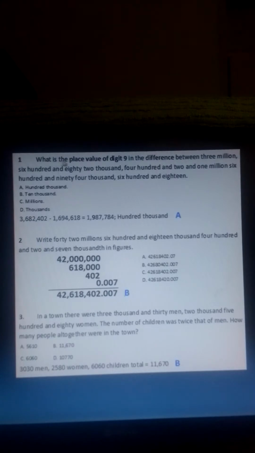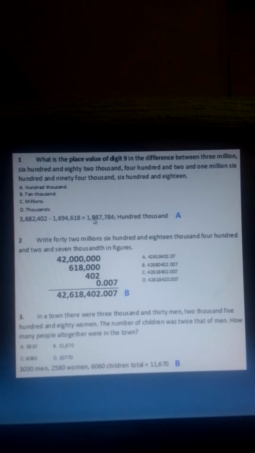Question 1. What is the place value of digit 9 in the difference between 3,682,402 and 1,694,618? Now, these numbers, if we write in figures, we get 3,682,402 minus 1,694,618. The difference is 1,987,784. Now the question is, what is the place value of 9 in the difference?